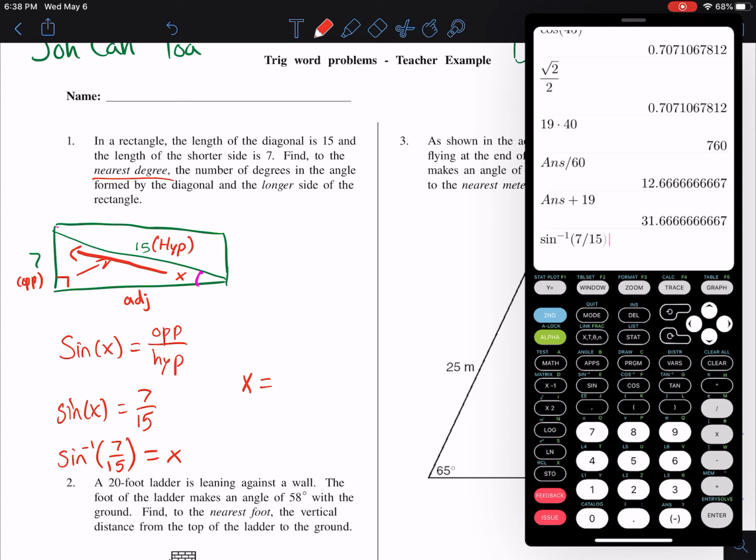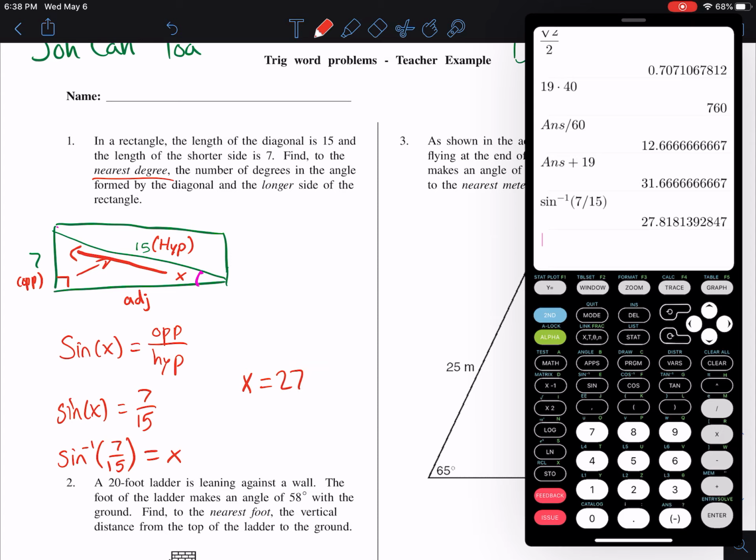And again, I'll just remind you that I'm using the Calculate 84 app. That's for Apple products. If you have an Android type product, you can actually download the actual TI-84 calculator as an app. So we hit enter, we get 27.8 and so on.